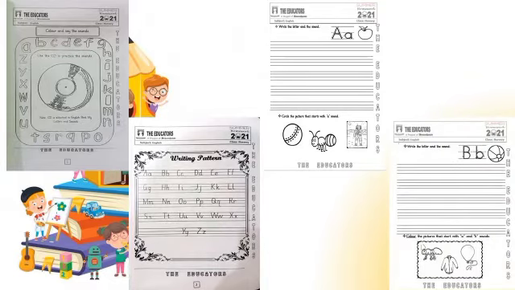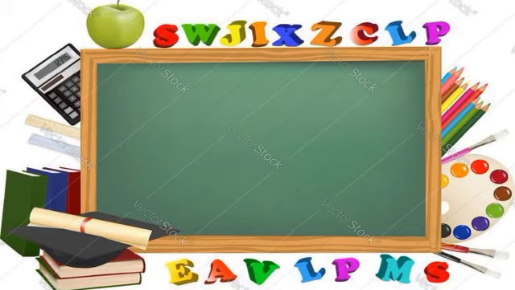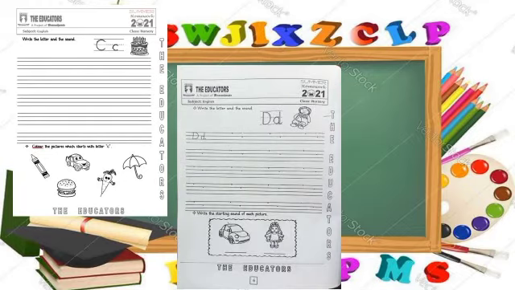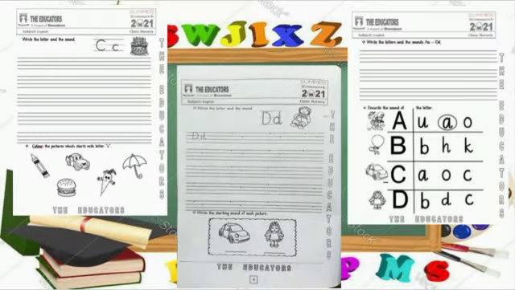On page number 4, you have to write letter B and its sound and do the activity which is given down here. On page number 5, you have to write letter C and its sound and do the activity related to the letter. On page number 6, you have to write letter D and its sound and do its activity. On page number 7, write letter A till D and do the activity which is given below.